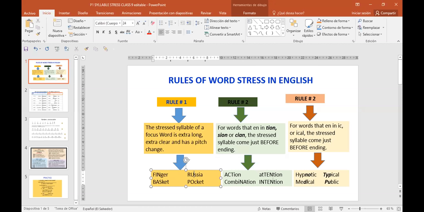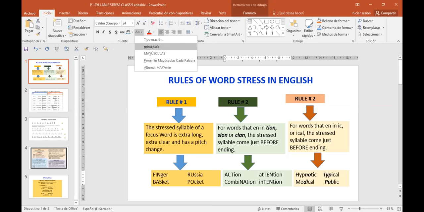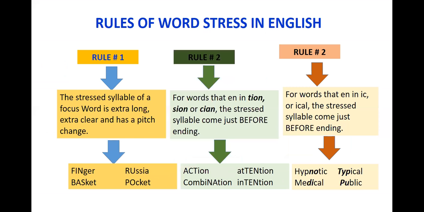Action, attention, combination. De igual manera en esta. La in no va tan estresada como el ten. ¿Sí? Intention. Entonces así queda más claro, ¿verdad? Again, finger, basket, Russia, pocket, action, combination, attention, intention. Nice. Okay.